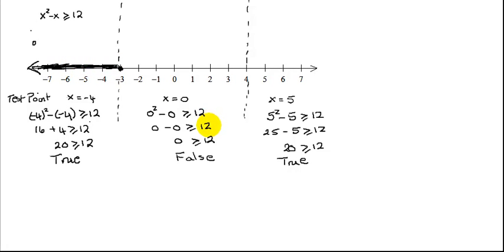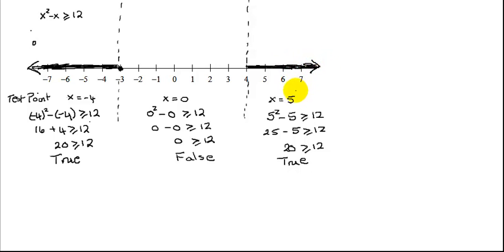So during the pause, I wrote down what happens when you plug x equals 0 and x equals 5 into the original inequality. And as you can see, when x equals 0, I get 0 minus 0, which is 0. Is 0 greater than or equal to 12? That is false. Therefore, I do not want this middle region. Last one, when I plugged in 5, is 25 minus 5 greater than or equal to 12? Well, is 20 greater than or equal to 12? That is true. So I want this region here to the right of 4.